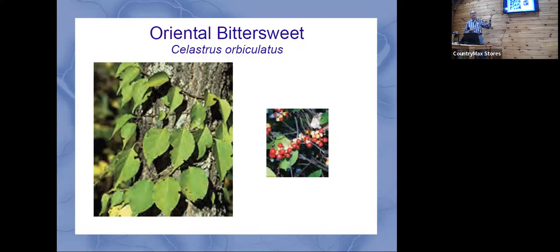So this one, if you find it in your yard starting to wind up a tree, it'll be very easy to pull. When it's that small, it'll pull right up. That'll be the end of it. And you certainly want to do that before it kills any trees in your yard.